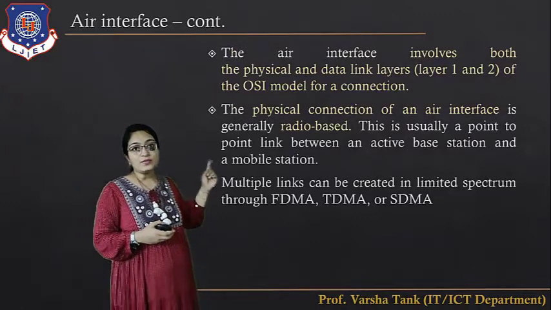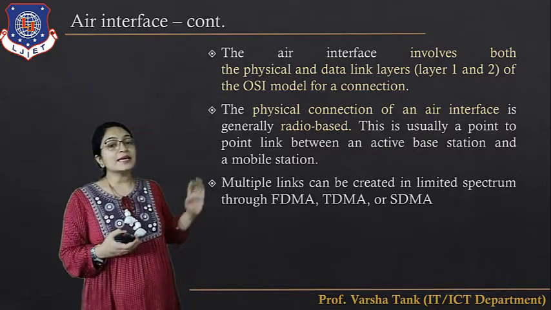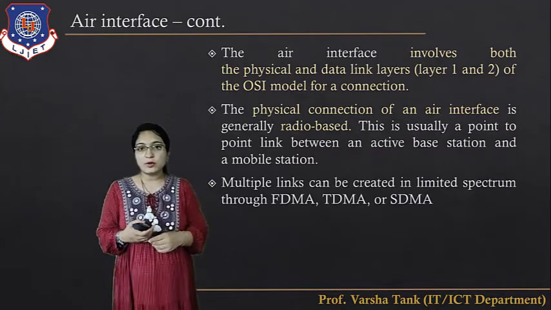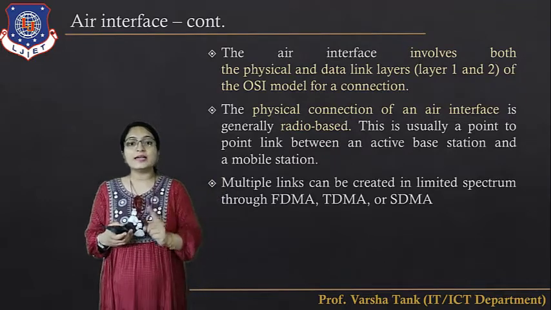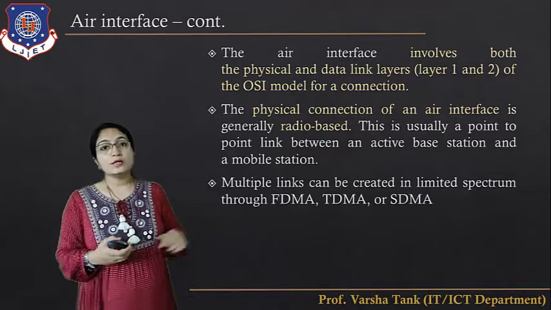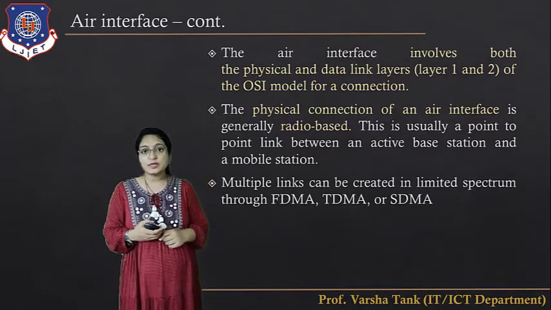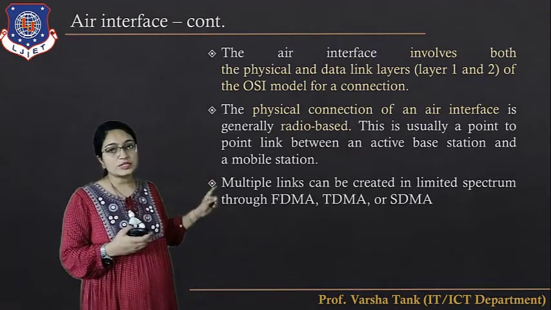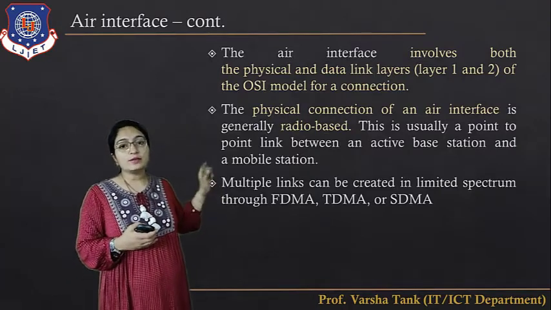Now the air interface involves both the physical and the data link layer, that is layer 1 and layer 2 of the OSI model. All of you know about the OSI model. So it contains two layers, the physical layer and the data link layer of the OSI model. The physical connection of an air interface is generally radio based. This is usually a point-to-point link between an active base station and the mobile station.